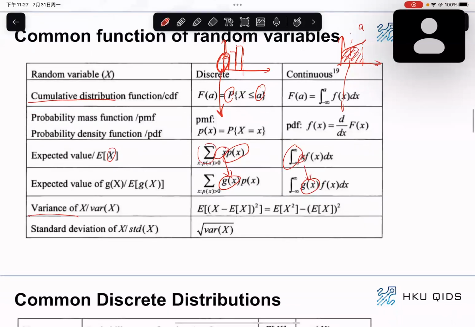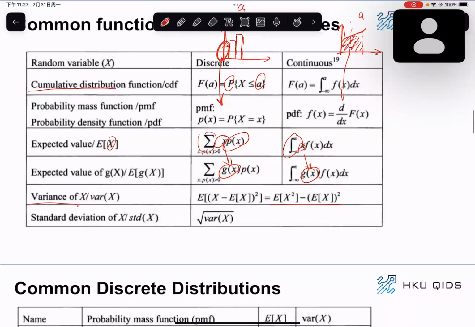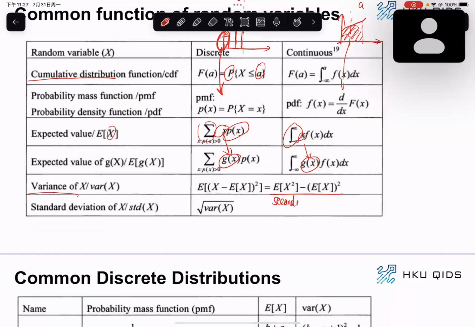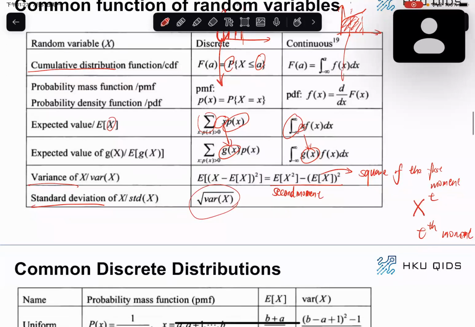And then the variance is just the formula here, where, in the next lecture when we talk about moments, we're going to know this is the second moment, and this is the square of the first moment. So basically, a moment is just x to the t, and it is the tth moment. And then we also have the standard deviation, which is just the square root of the variance of x.